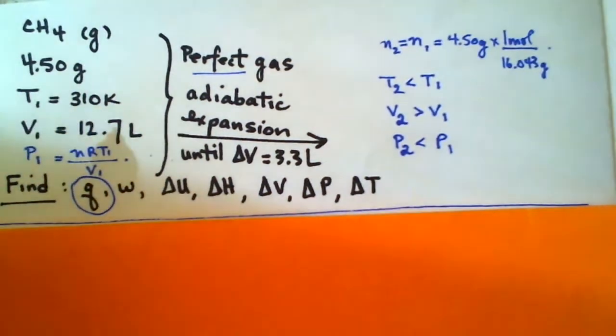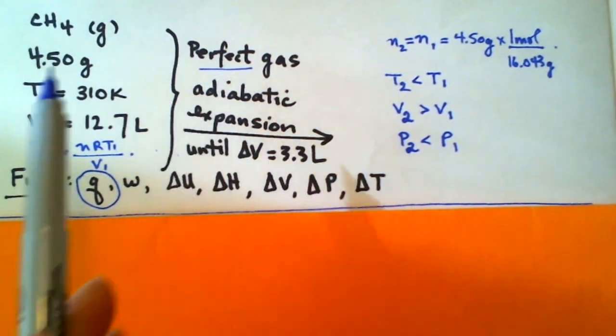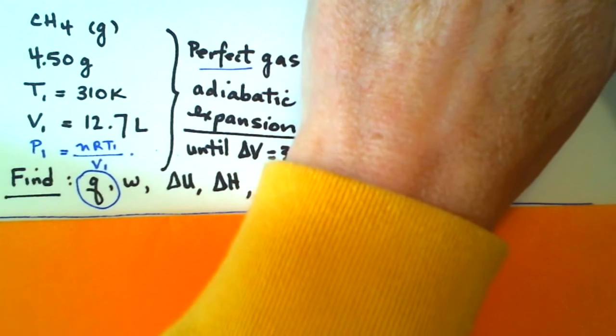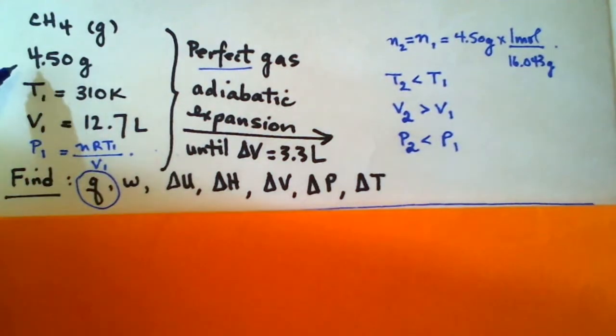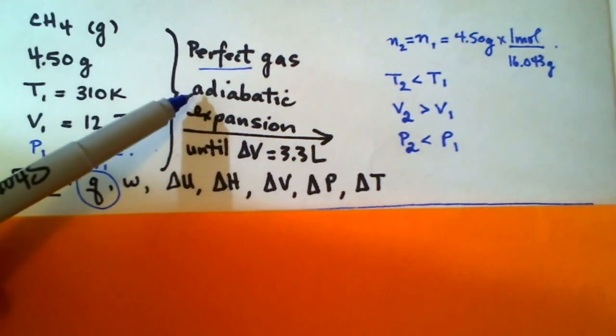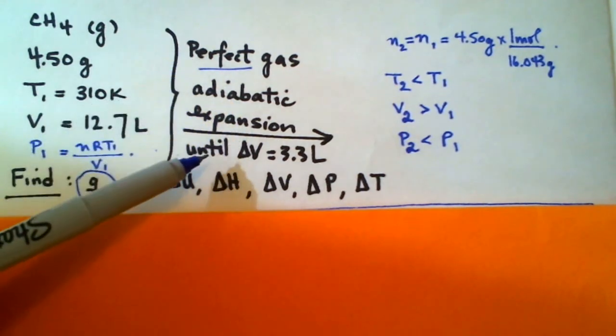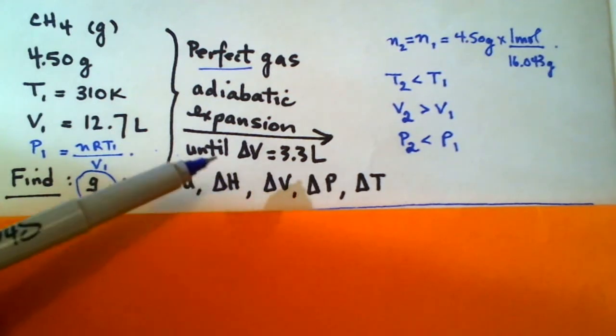Okay, let's consider the adiabatic expansion of methane behaving as a perfect gas. 4.5 grams initially at 310 Kelvin, occupying a volume of 12.7 liters, expands adiabatically, behaving as a perfect gas, until the volume change is 3.3 liters.